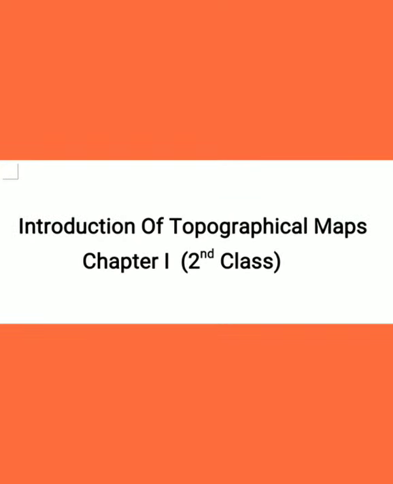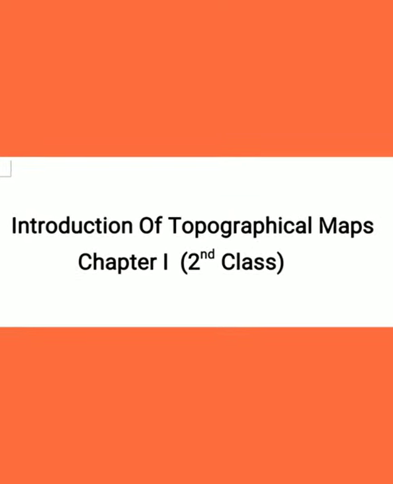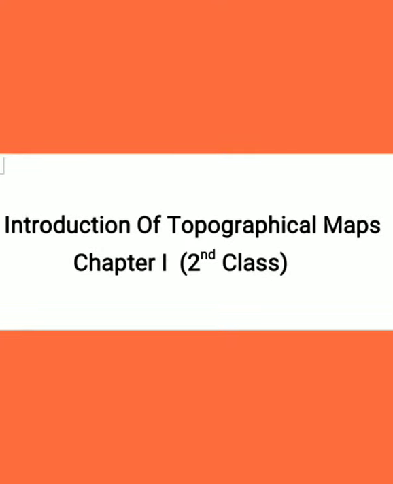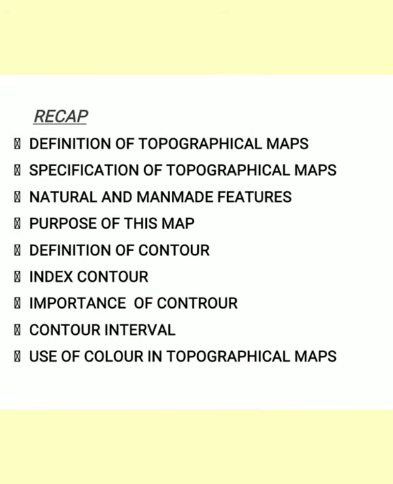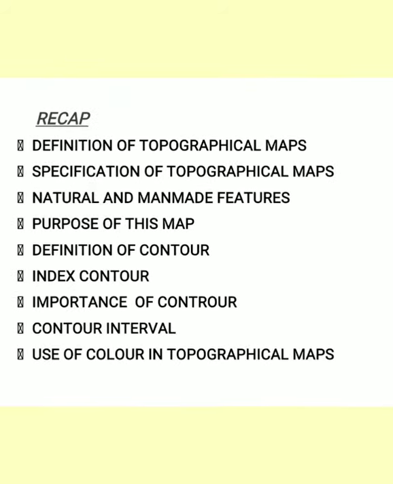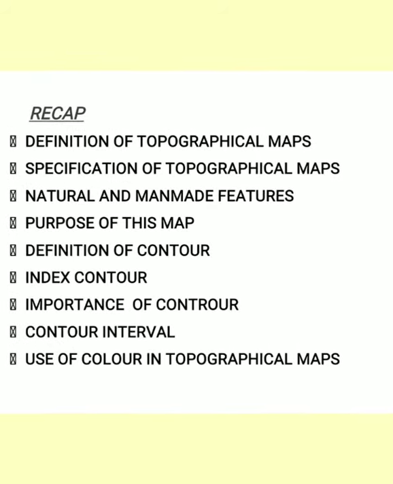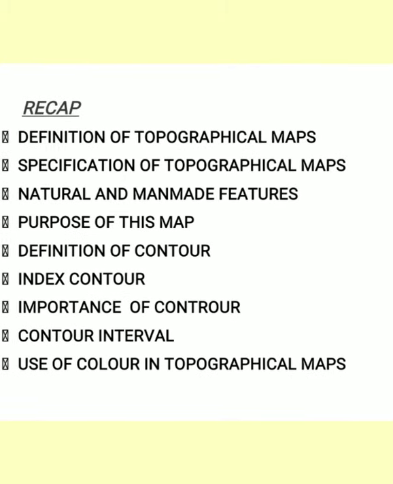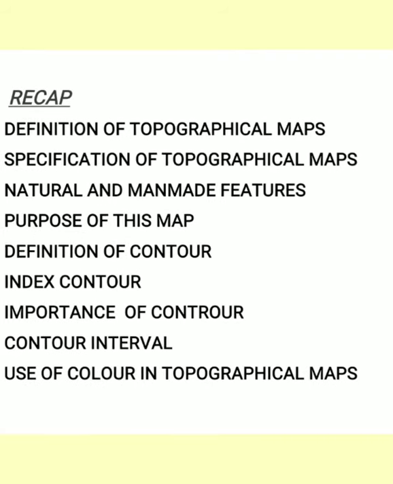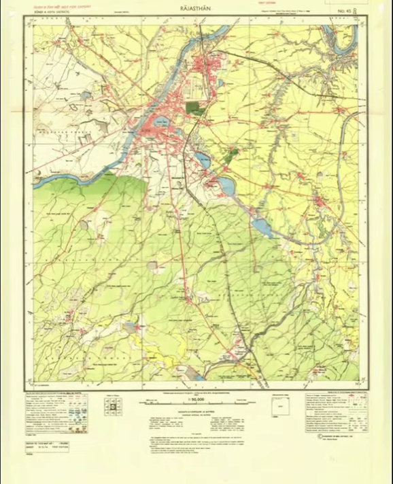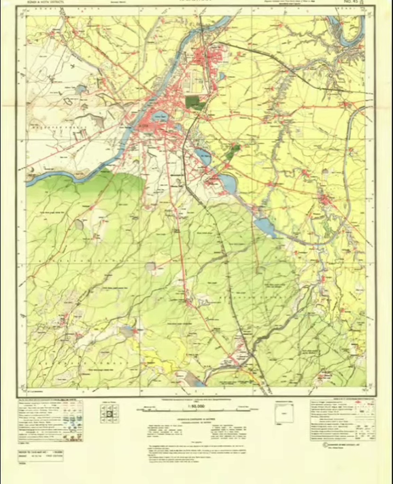Hello, my students. Today, in our second class, we will study the second part of Chapter 1, Introduction to Topographical Maps. In the last class, we read from this chapter the definition of topographical maps, the significance of topographical maps, natural and man-made features, the purpose of this map, the definition of contour, index contour, importance of contour, contour interval, and uses of color in this topographical map.